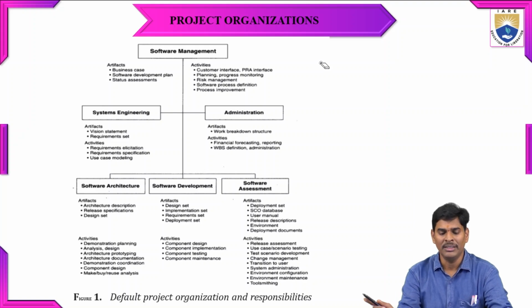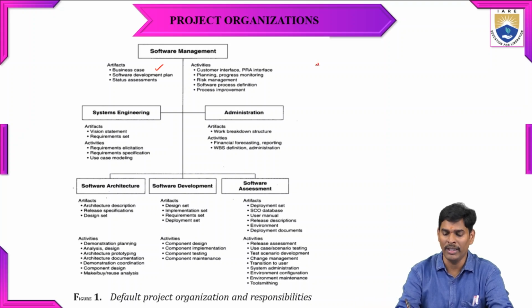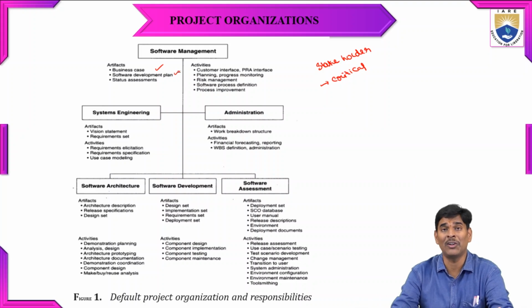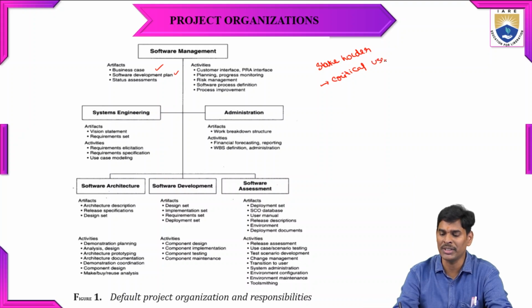For software management, the main activities and artifacts: the first one is the business case. When the stakeholder gives the problem statement to the management or the project manager, they will do the business use case. They check the criticality of this project, and they will do different types of scenarios or use cases for that particular project. Then they will have a software development plan. After completion of the critical use case, they check the plan of the particular project. The next one is status: they check the status assessment of the project. These are the artifacts.